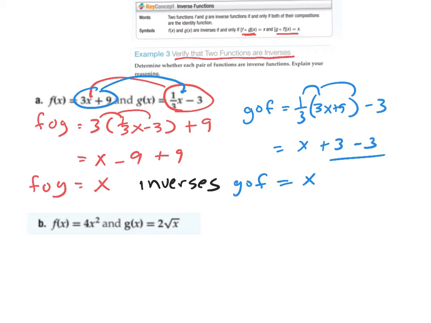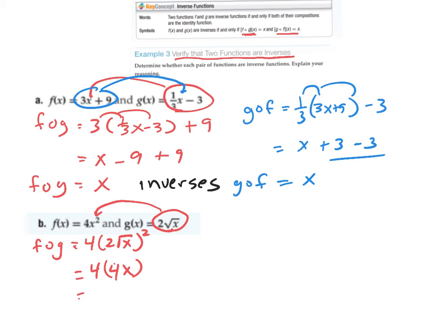All right, so let's look at our next problem and see if we have an inverse. So I'm going to do my f of g. I'm going to take the g function, all of this, and put it right there. So I'm going to put 2 radical x, and that's going to be squared. So we're going to square just this part, and if you square that, the 2 becomes a 4. The radical sign disappears because radical x times radical x is x, and we have a 4, and so we get 16x.